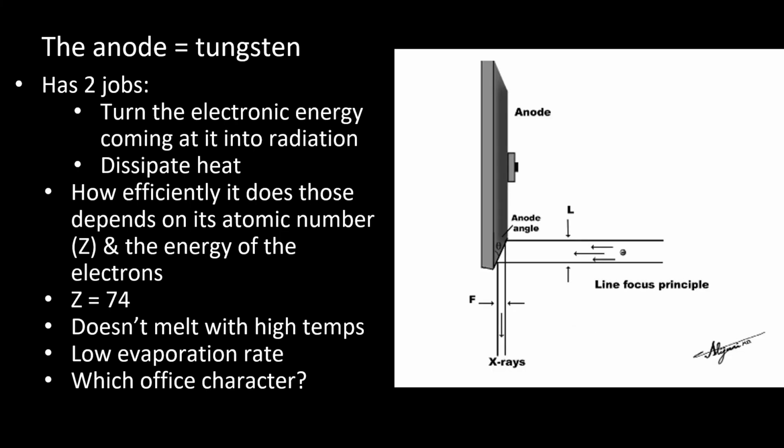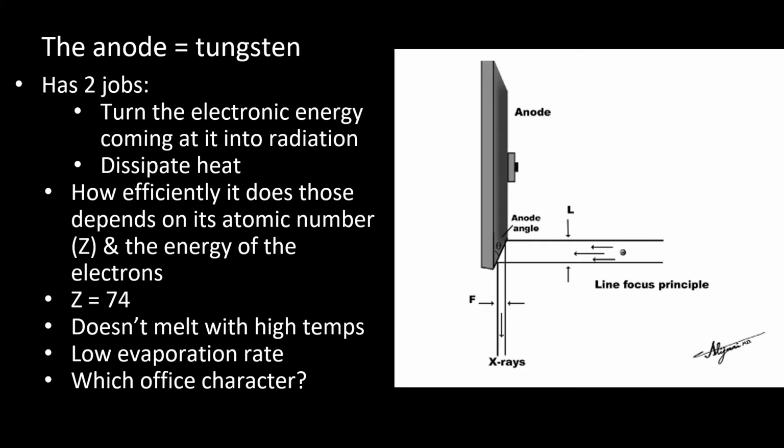So the anode is just a big piece of metal, in this case tungsten, and it has 2 jobs. One, to turn the electronic energy coming at it into radiation, and 2, to dissipate heat. How efficiently it does those jobs depends on the atomic number of the anode material and the energy of the electrons. So tungsten is good because it has a high atomic number of 74, so it doesn't melt with high temperatures, and it also has a low evaporation rate.